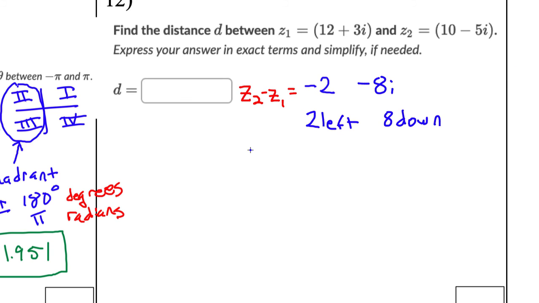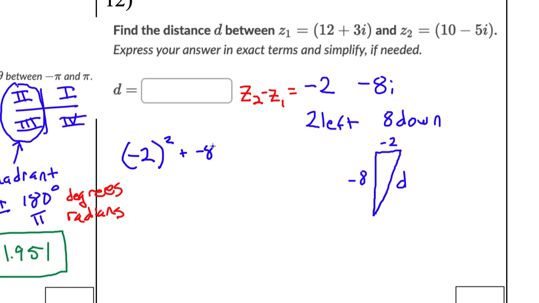So if I'm making my right triangle, I'm going to go 2 left and 8 down, and then I'm going to do the Pythagorean theorem to figure out what this distance is. That is D. It says find that distance D. So I set it up: I have negative 2 quantity squared, or you can just leave it as positive 2, it doesn't really matter, plus negative 8 quantity squared is equal to D squared.